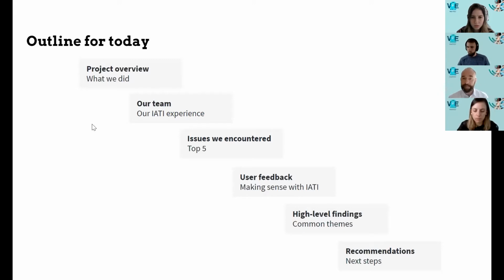So the outline for today, I'm going to get through quite a bit. I'm going to talk about, first of all, what we have done by this project. Then I'm going to talk a little bit about our team, and I think there's a really interesting story there. Then I want to get quickly into issues we found with IATI data, and I really want to spend some time on that. Then looking at things that users told us, and then we really want to move this on to the higher level findings and recommendations that we have as a team for IATI publishers and the IATI standard.